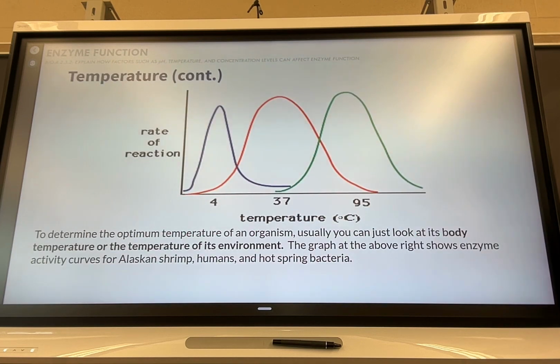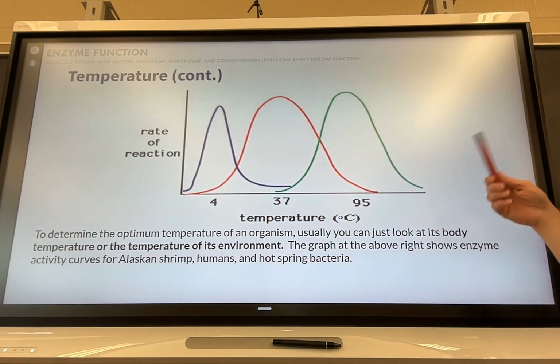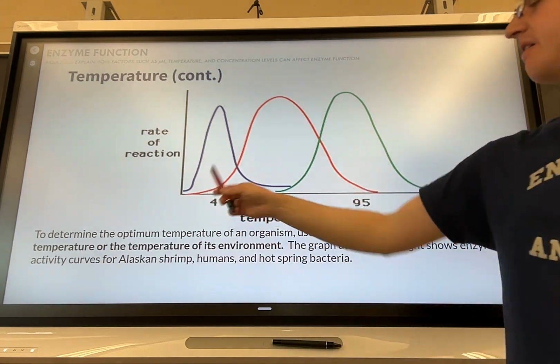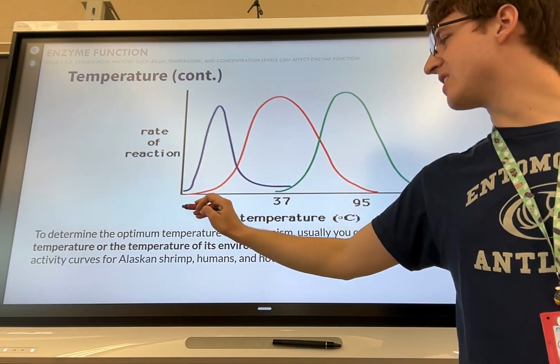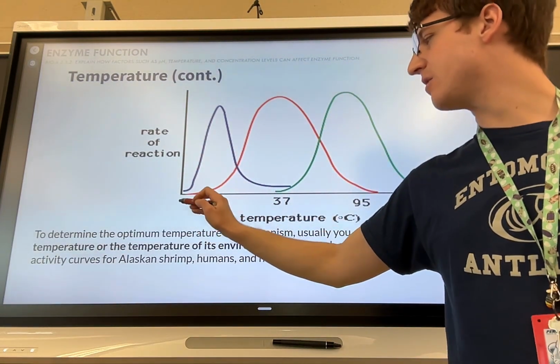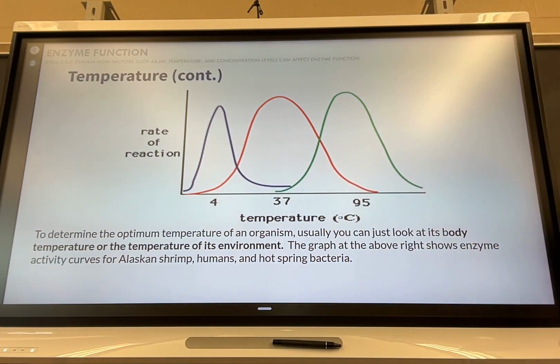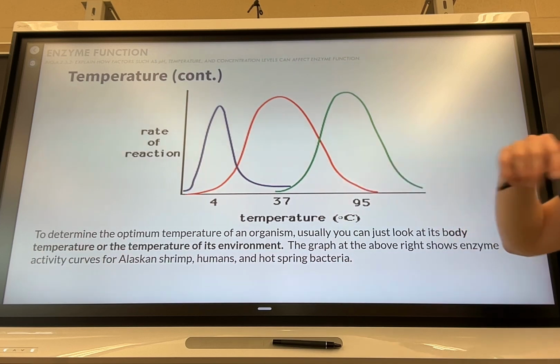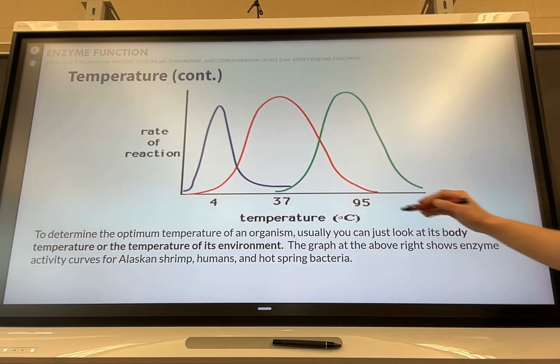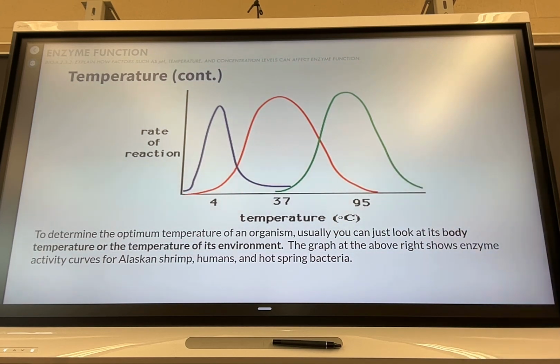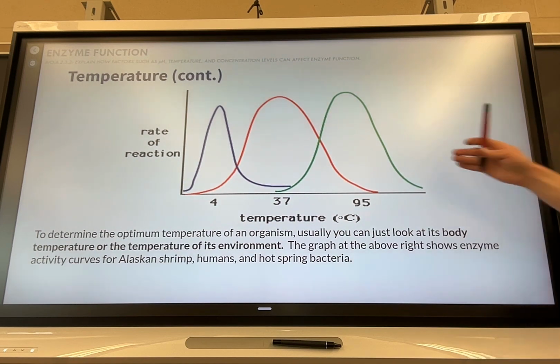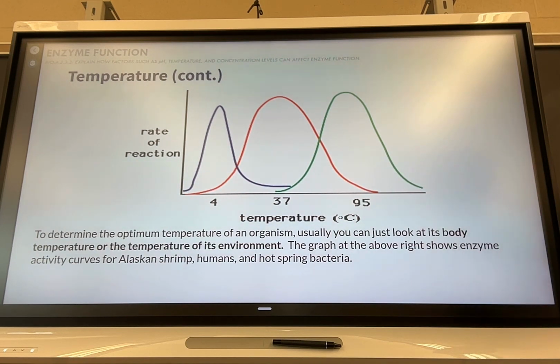Looking at a diagram here, we have four different enzymes. We have one found at 4 degrees. 4 degrees Celsius is almost freezing, about maybe 8 or 10 degrees Fahrenheit. 37 is about room temperature, and 95 degrees is almost boiling, so maybe about 200 degrees Fahrenheit.